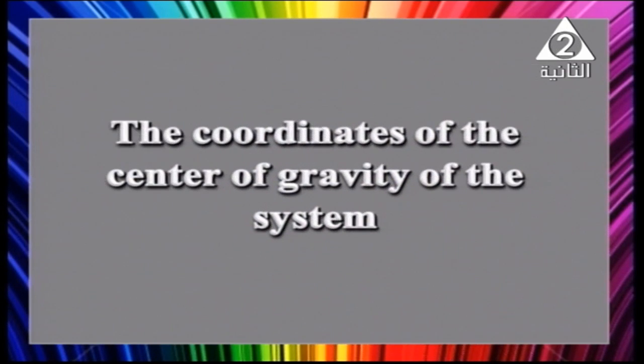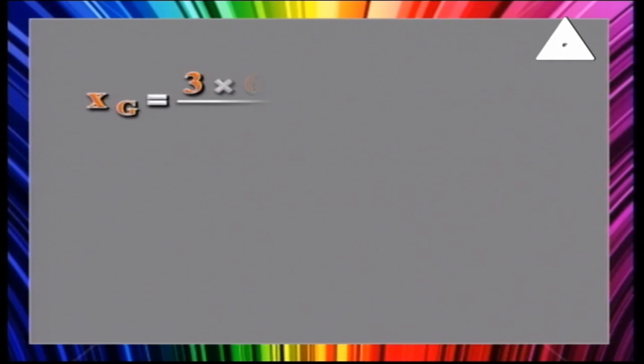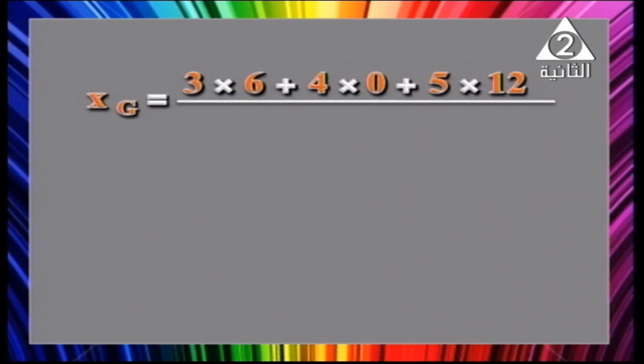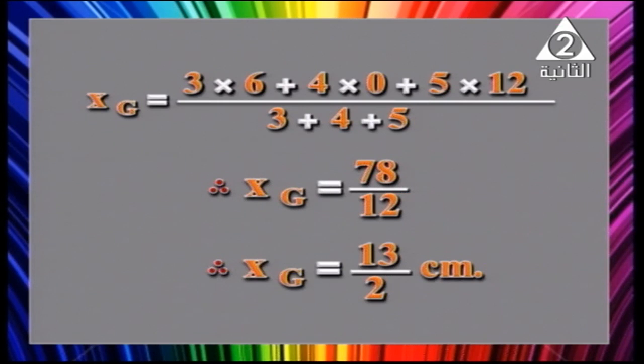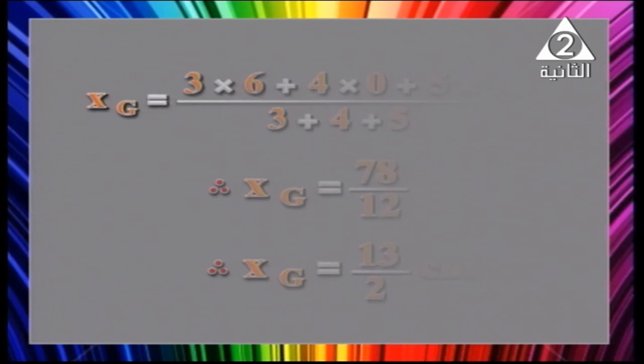Coordinate of the center: xg = (3 times 6 plus 4 times 0 plus 5 times 12) over the sum of mass. The answer is xg = 78 over 12, or 13 over 2, which is 6.5. Now yg by the same method.